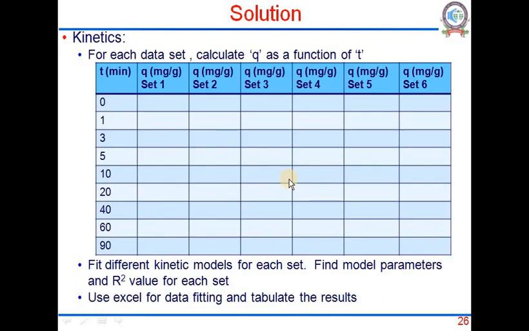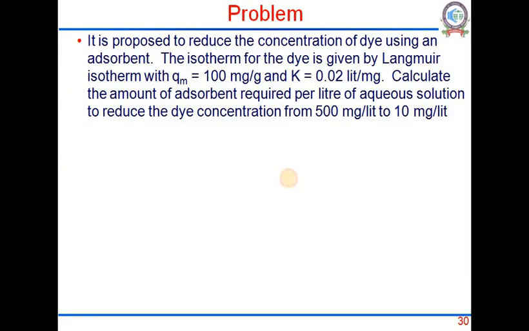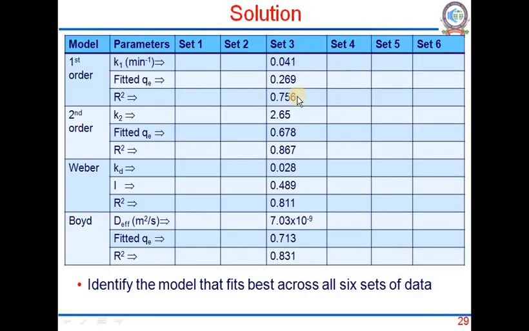So you see that the first order fit gives you a very different value of the fitted QE. Obviously the fit is very bad. If you take the second order fit, the fitted QE again comes from slope and intercept; the rate constant and the fitted QE come from the fitted values of 1 by Q versus 1 by T. R square is 0.867, a very good fit, because the data will have some inherent experimental error. So R square even 0.9 is good.